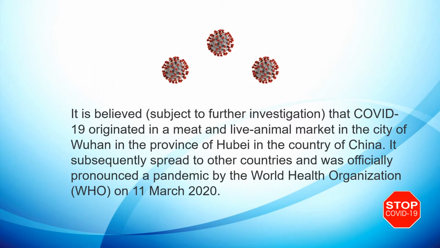It is believed, subject to further investigation, that COVID-19 originated in a meat and live animal market in the city of Wuhan in the province of Hubei in the country of China. It subsequently spread to other countries and was officially pronounced a pandemic by the World Health Organization (WHO) on the 11th of March 2020.